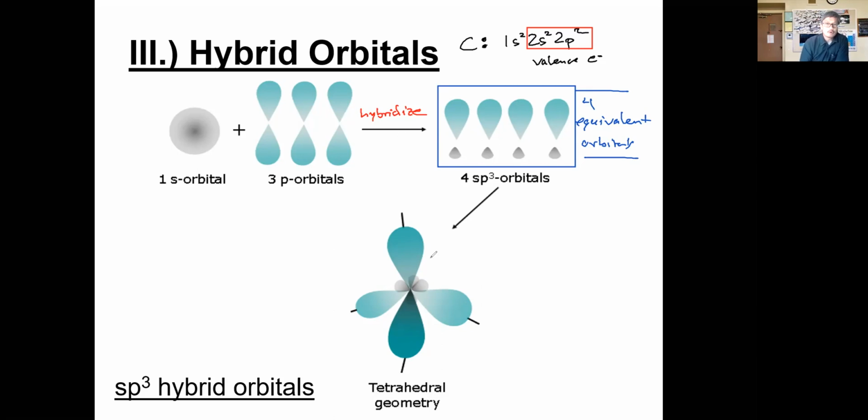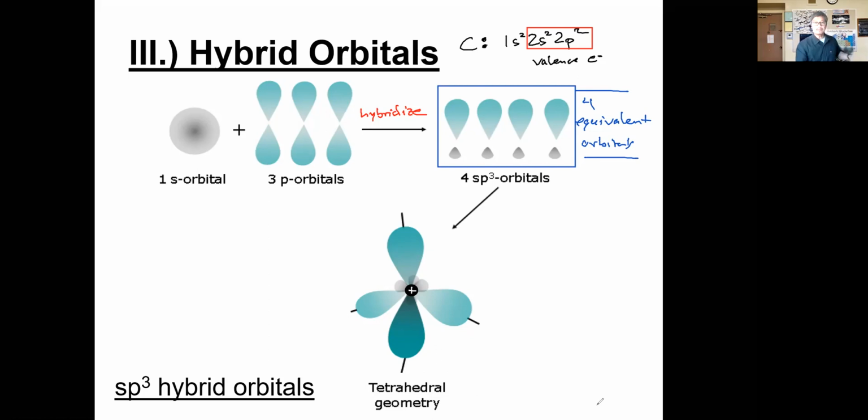So these 4 hybrid orbitals will situate themselves around the nucleus. If you can imagine, the nucleus of the carbon atom sits right in here. That's where the protons are sitting. These hybrid orbitals will situate themselves in a 3-dimensional way around that nucleus. Here is the nucleus of the carbon atom right in the center of those 4 hybrid orbitals. We refer to this as sp3 hybridization.